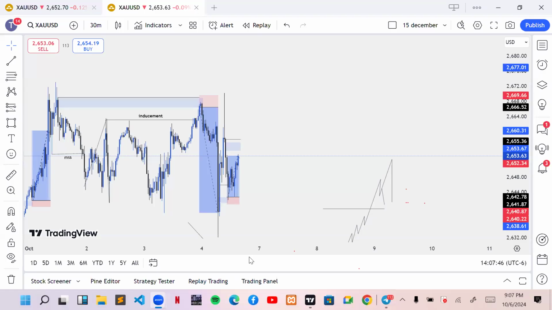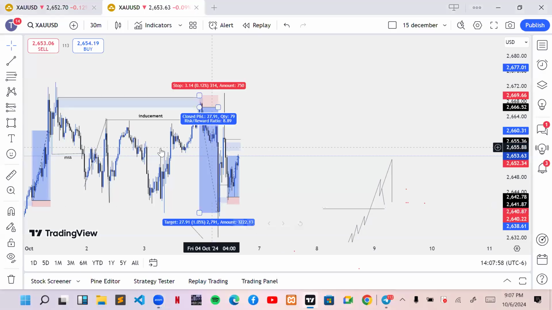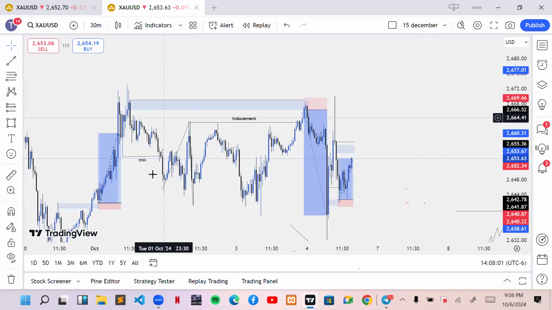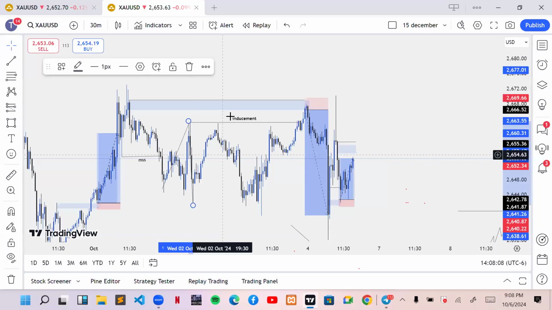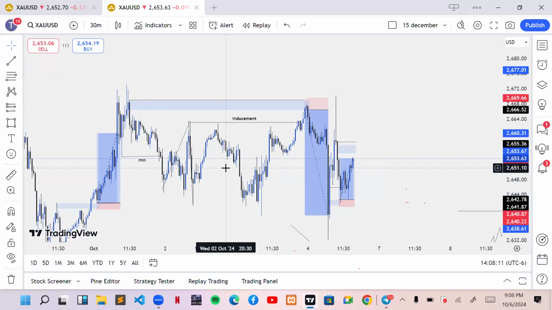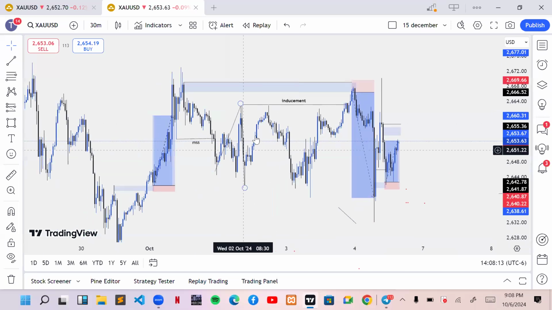Just know that your inducement is your first pullback after market structure shift. Mark anyone as long as the inducement does not touch your point of interest. That is it. My last trade, this gold, was a market structure shift. So this was where structure was shifted. This is the pullback. Then this is my order block. So it's just as simple as that. This last trade, market shifted structure to the downside, made a pullback. That's my inducement. Then I marked out my order block. It's as simple as that.